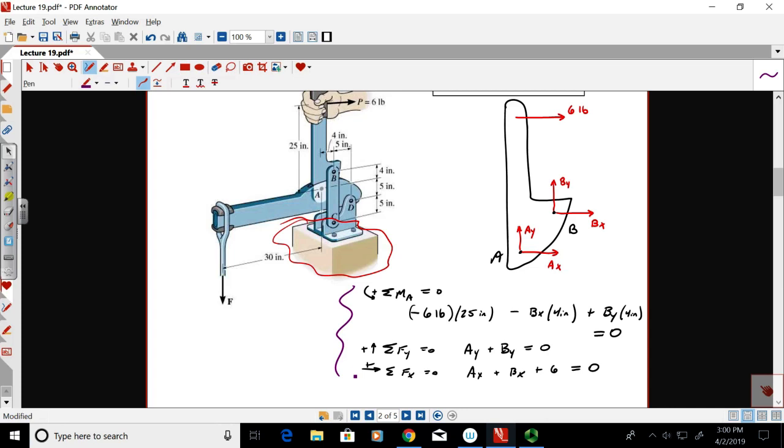Can I solve for any of those things? Ay, By, Ax, Bx? I got 3 equations, but I got 4 unknowns. I don't think I can solve.